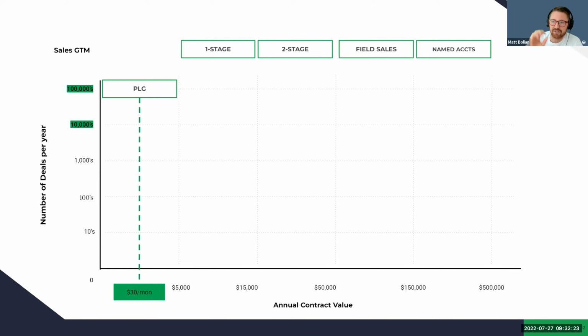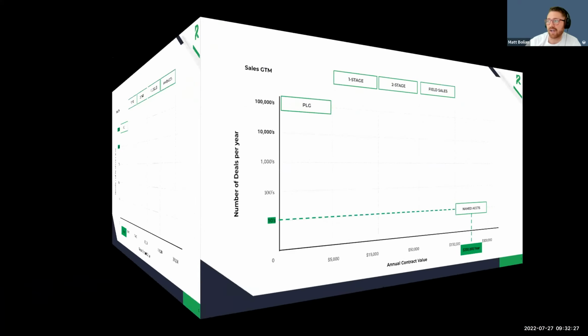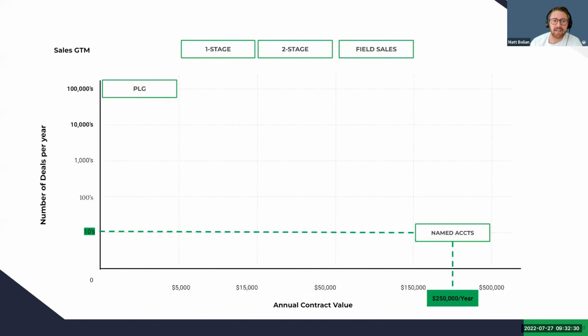And so it is a separate motion, and how you think about it is supported differently. And all the way to the other side is we have our named accounts. And with named accounts, you may have 1 to 5 accounts that you're getting those large projects in. These projects are $250,000 a year or larger. And you're having to close 10 of those, which is $2.5 million. You're bringing in $2.5 million as an AE, instead of having hundreds of thousands of deals you have to close.